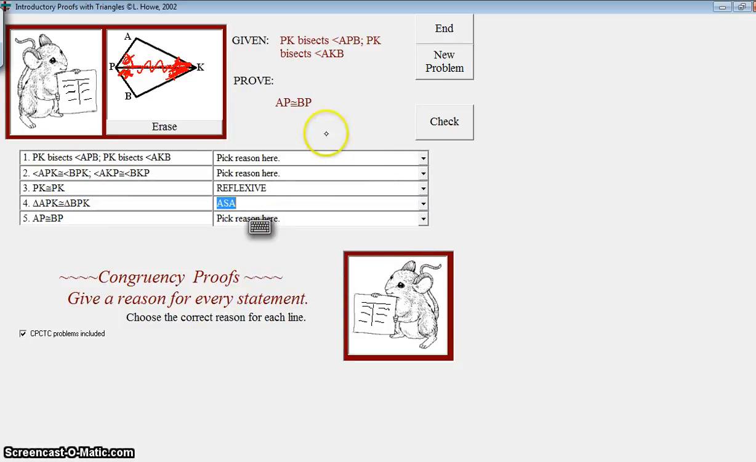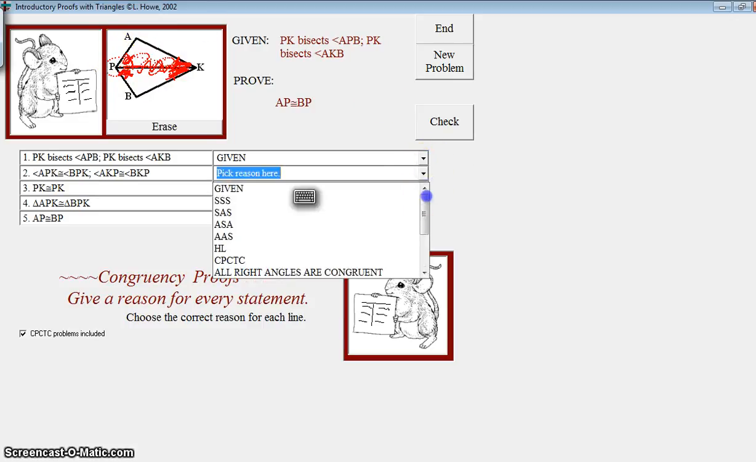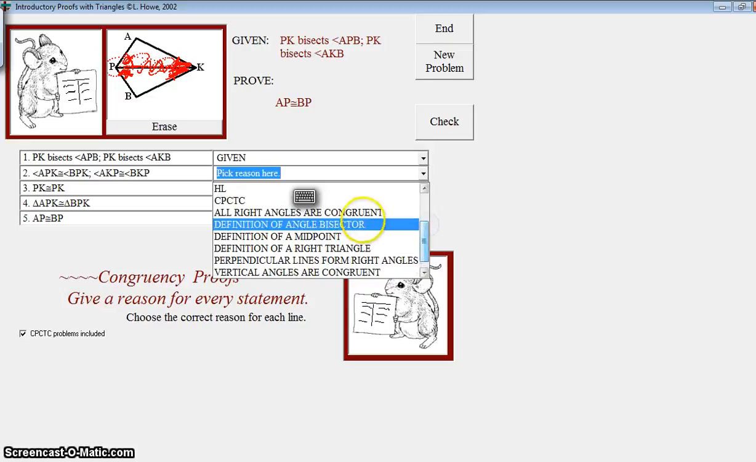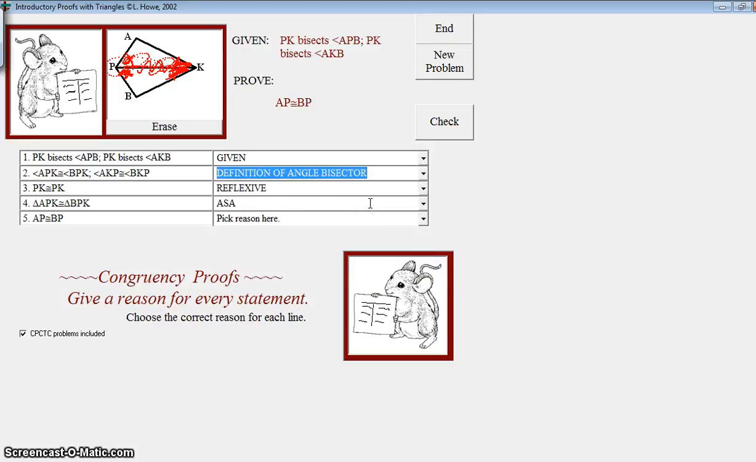Now, I still need a reason for PK bisects angle APB and PK bisects angle AKB. Well, those are my givens. And I need a reason for APK being congruent to BPK. So that's, oh, I guess I can't erase here. APK congruent to BPK, that's because that's the definition of an angle bisector. I was told that they bisect, so that's what I'm going to choose for my reason.